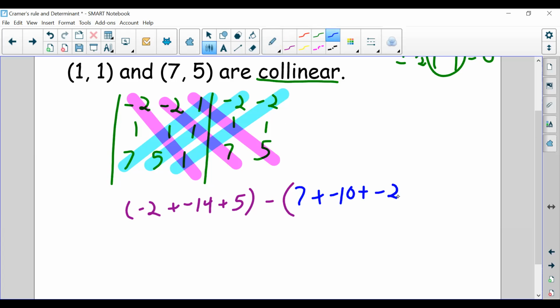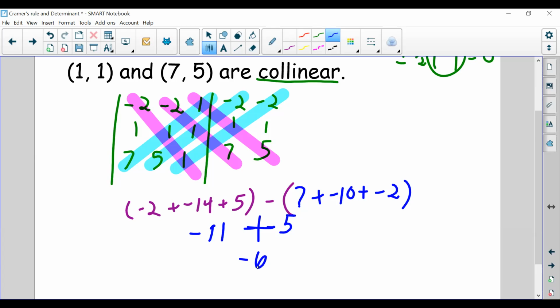That is -2. All right, so let's see. That's -16 plus 5, which would give us -11. And then here we have 7 minus 10, which is -3, minus 2, which is -5, which becomes positive. So that's -6. Are these 3 points collinear?